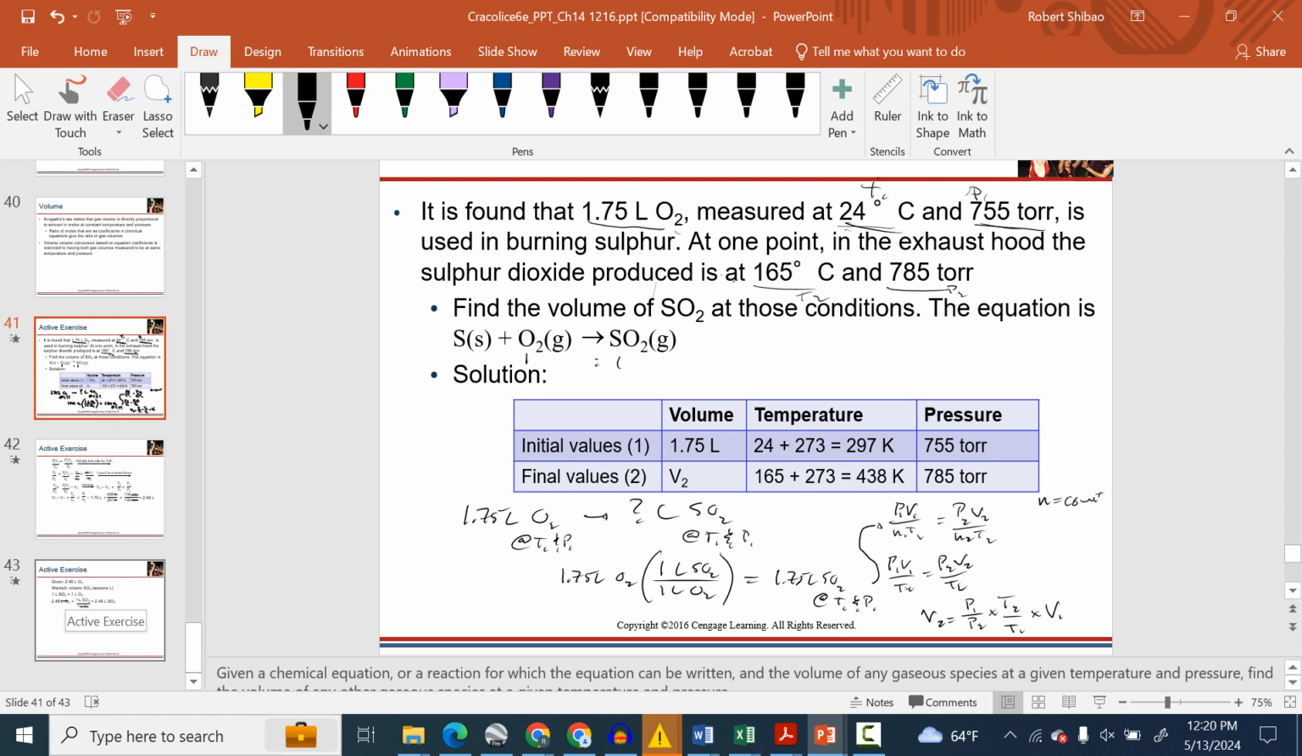So what I did was I went ahead and used the stoichiometry to figure out how much SO2, and then change the volume of SO2 to the new temperature and pressure.